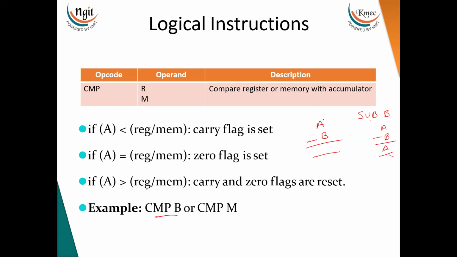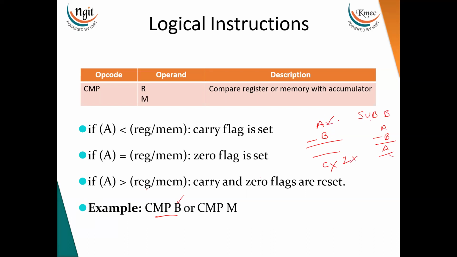Now coming to compare, how is it comparing? It is subtracting the B value from the A value. Whatever register you have taken, that value is subtracted from A, but the result is not stored in A. So only flags will be affected. By checking the flags, we can say which value is greater or lesser, or whether both are equal or not. Now, when the subtraction is taking place, if the A value is greater, then no carry will be generated, and the result is also not zero.